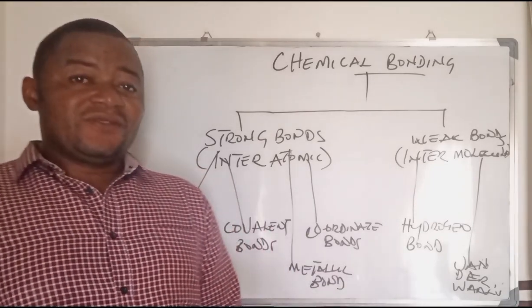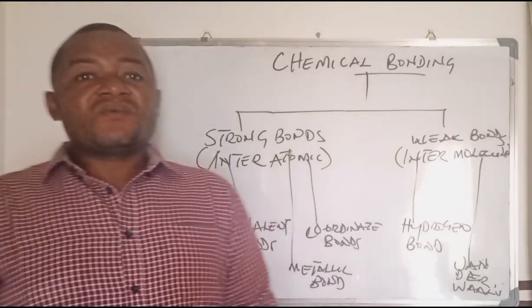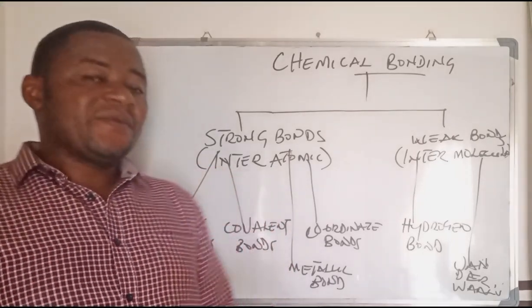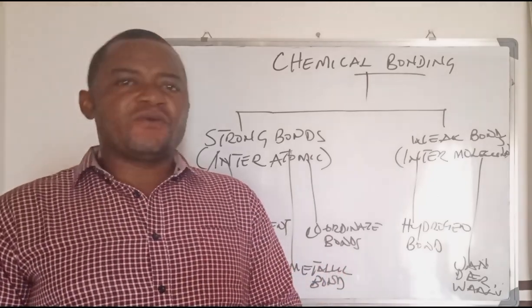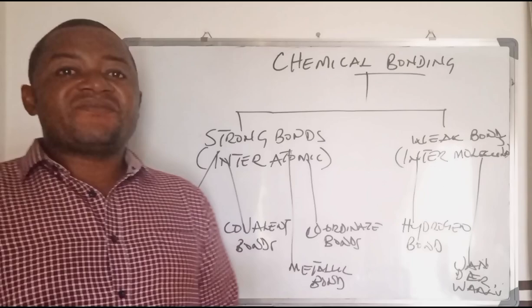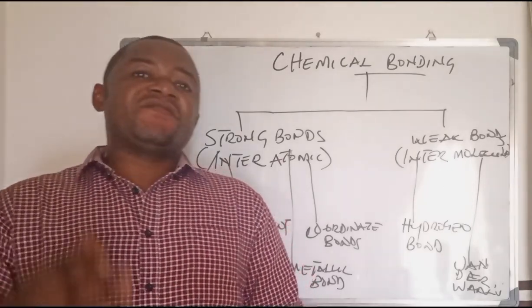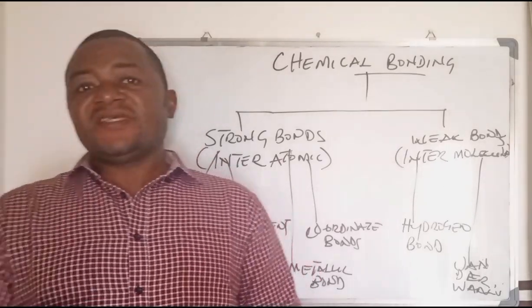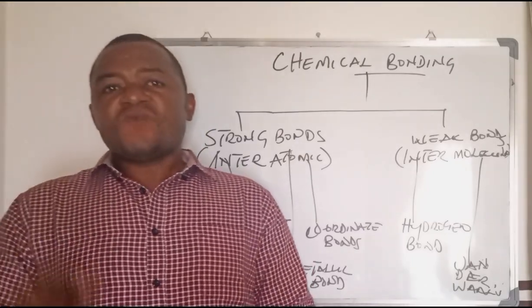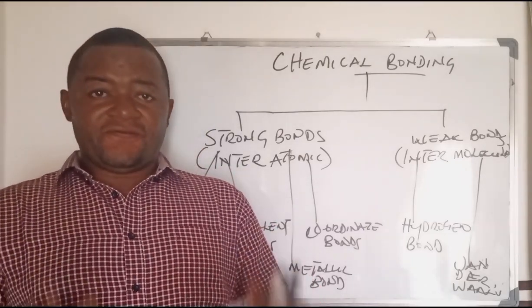Now, I want us to know that with whichever bonding type we have here, bond formation is always an exothermic reaction. That means that whenever bonds are formed, there is always heat given out to the environment, and this is because there is a reduction in the system's internal energy whenever bonds are being formed.